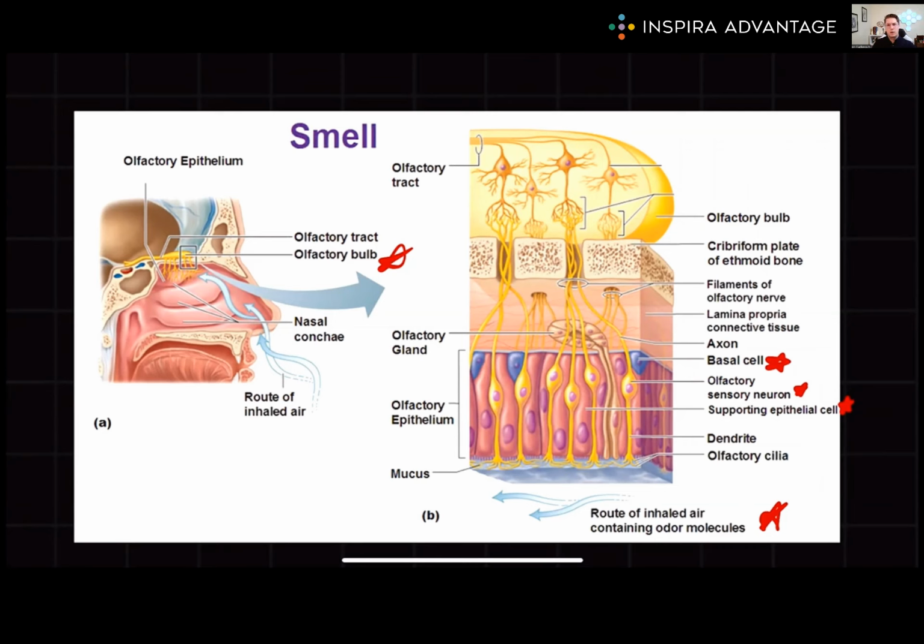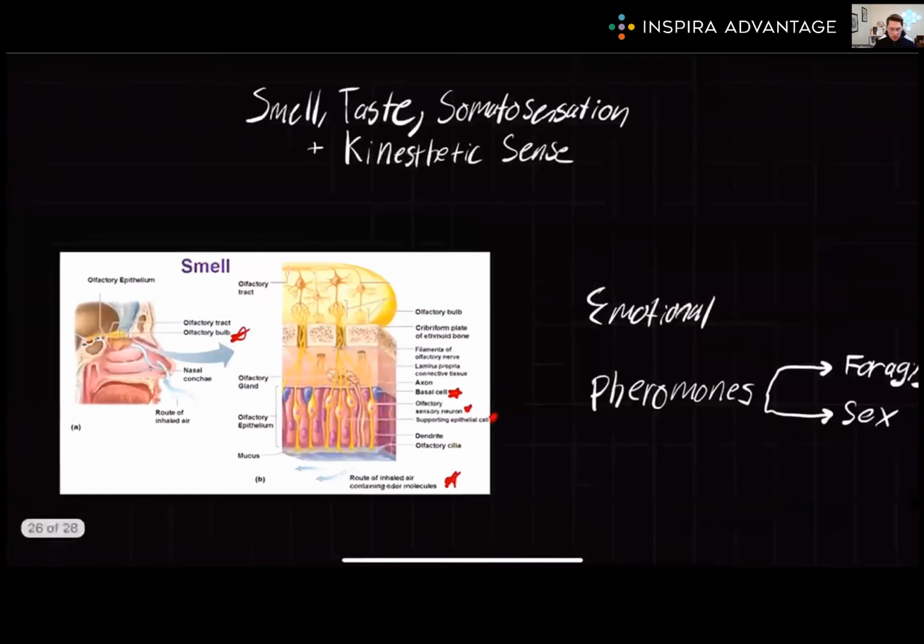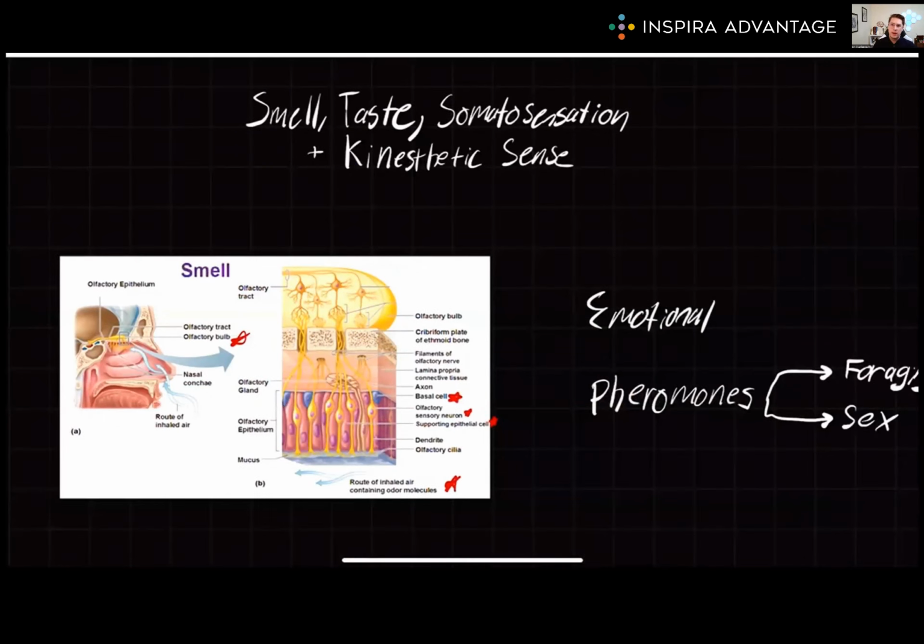Now, further, something interesting with the olfactory system is that it's unique in the way that it bypasses the thalamus. It sends information directly to the olfactory bulb in the brain, which then sends information to other areas of the brain for processing, such as the amygdala and hippocampus. These are all involved in emotional and memory processing. This is why when you smell something, it can often evoke an emotional memory.